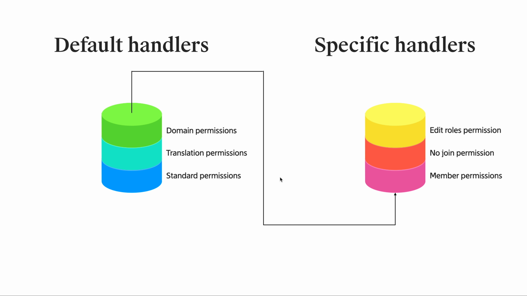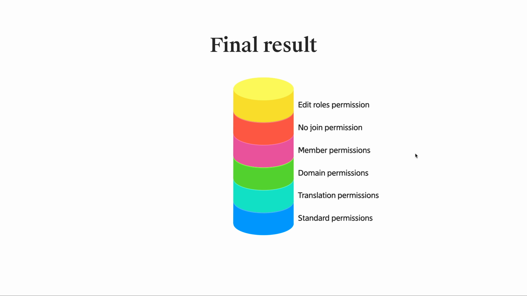And then the end result is that the top of the left stack gets fed into the bottom of the right stack, and the very end result is the top of the right stack. And that looks like this. So now you have your standard permissions, and just like any other plugin, you get your translation and domain permissions. And then because you're the group membership plugin, you still have your member permissions altered to have no join permission and altered to have an edit roles permission all in one go. And that is your permission handler. That is the eventual permission handler, this whole stack.